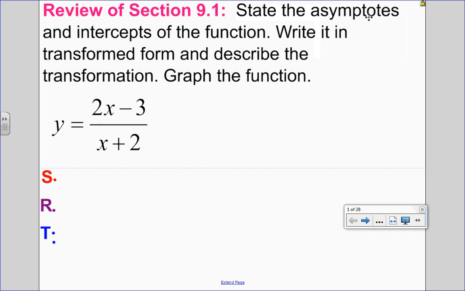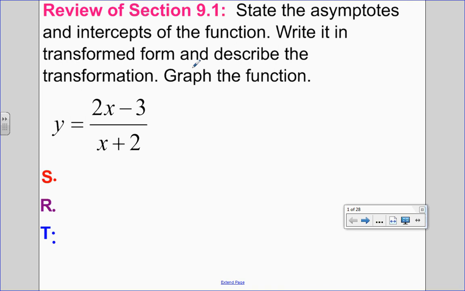Hello, Matthews Gatos here. In this video, we will cover section 9.2, but before we do that, let's review 9.1. So in this question here, I want to state asymptotes, intercepts, write the equation in transformed form, and describe the transformation. We'll put all that information together and then we'll graph it.